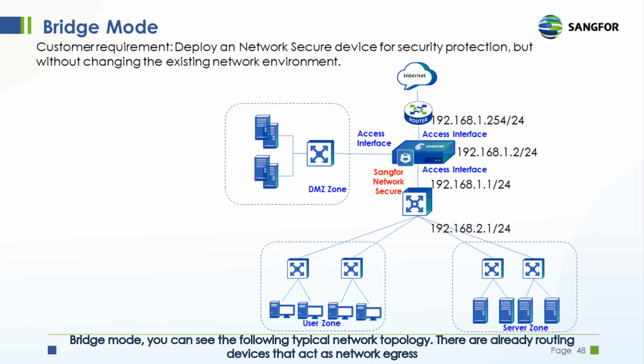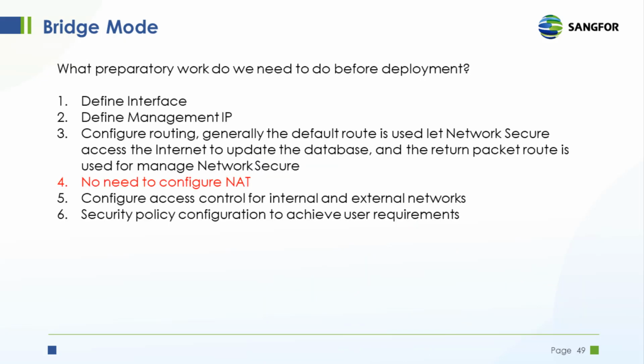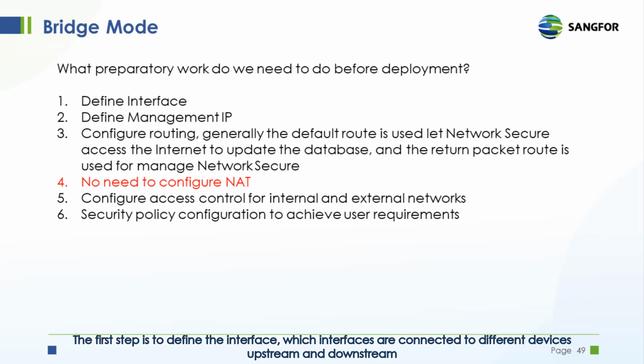Bridge mode: you can see the following typical network topology. There are already routing devices that act as network egress gateway devices. You need to use a firewall connected in the middle of the network for management and security protection. Let's sort out what configurations you need to consider before deploying. The first step is to define the interface, that is, which interfaces are connected to different devices upstream and downstream.